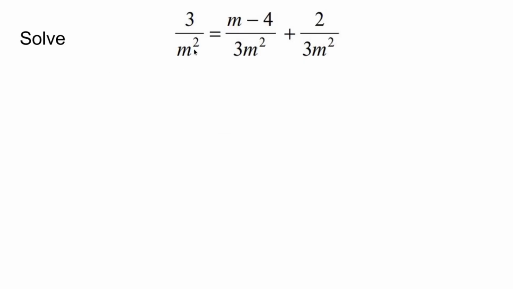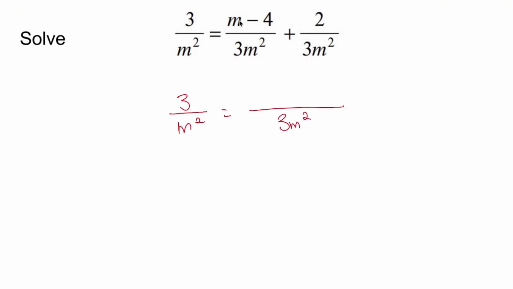Solve 3 over m squared equals (m minus 4) over 3m squared plus 2 over 3m squared. Well, what I notice right away is these are two fractions being added together and the denominators are the same. So do nothing with the left side. And on the right side, since the denominators are the same, just add the stuff on top. So you have 3m squared on the bottom.